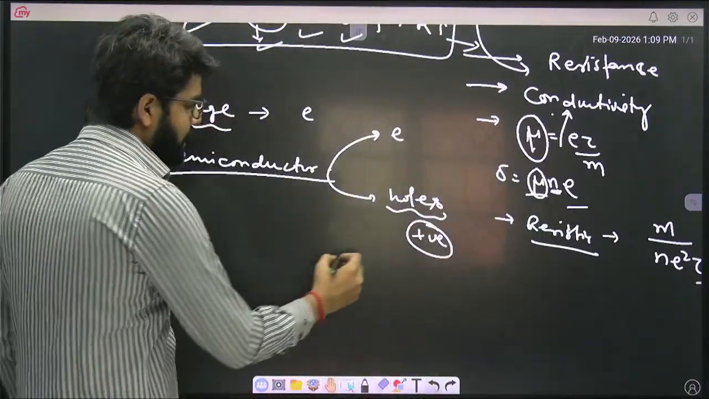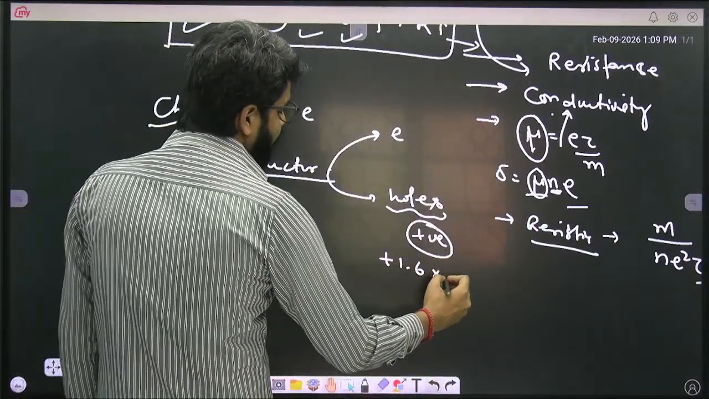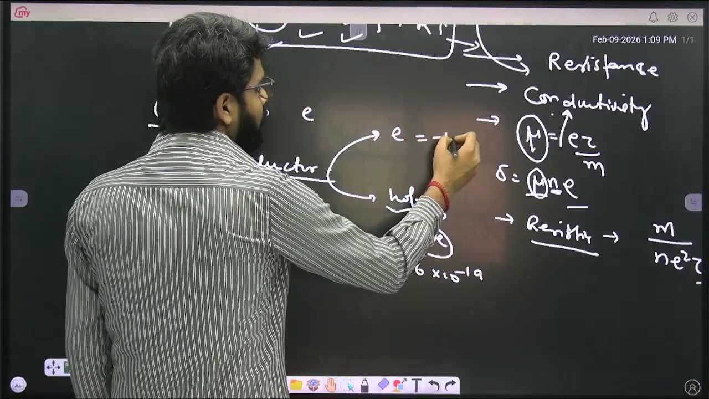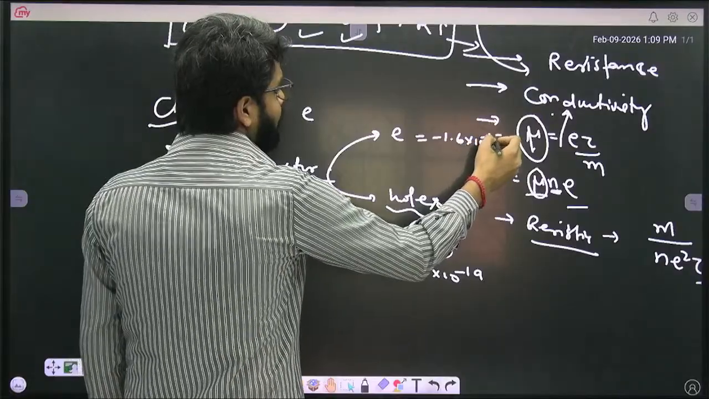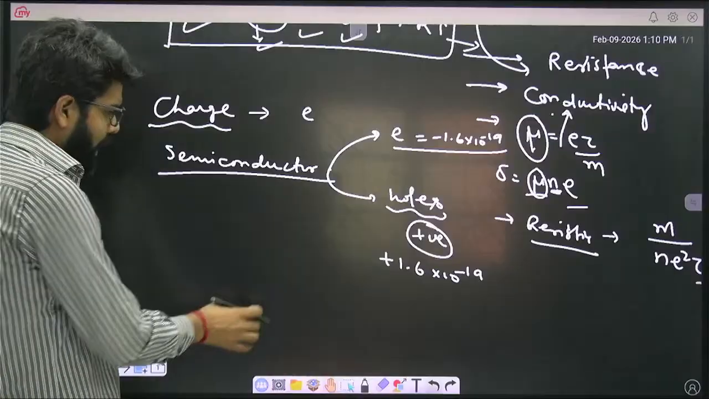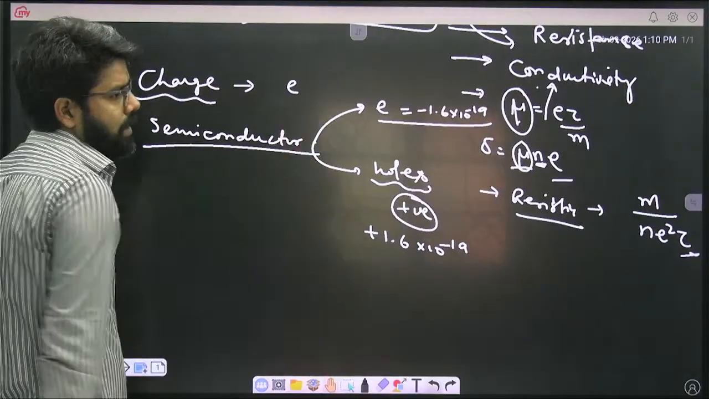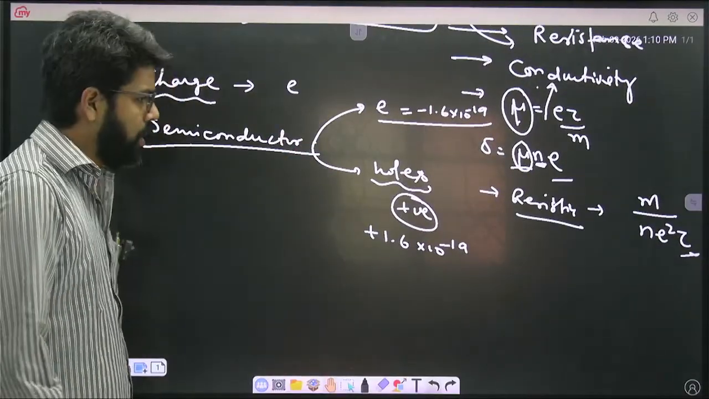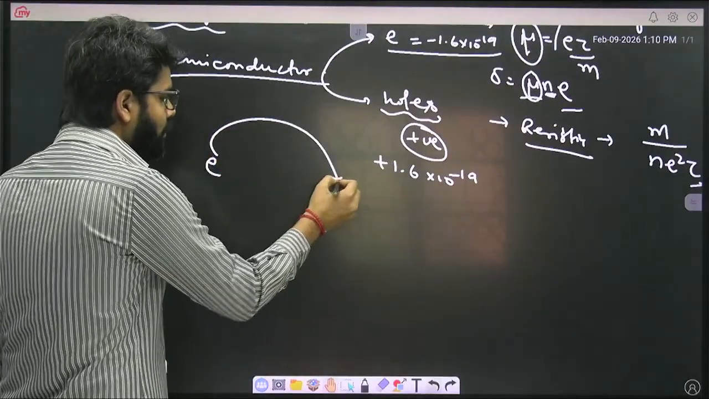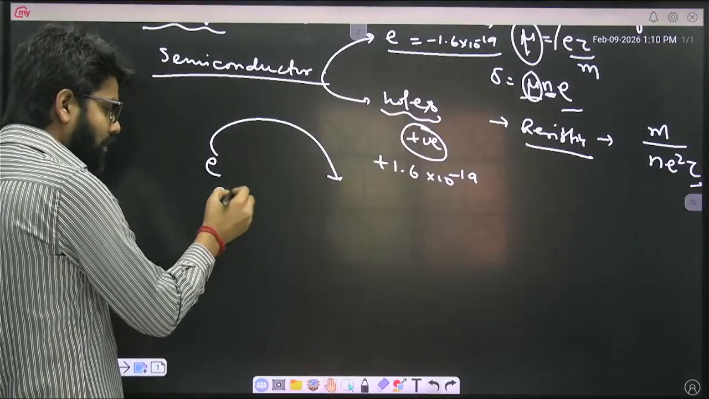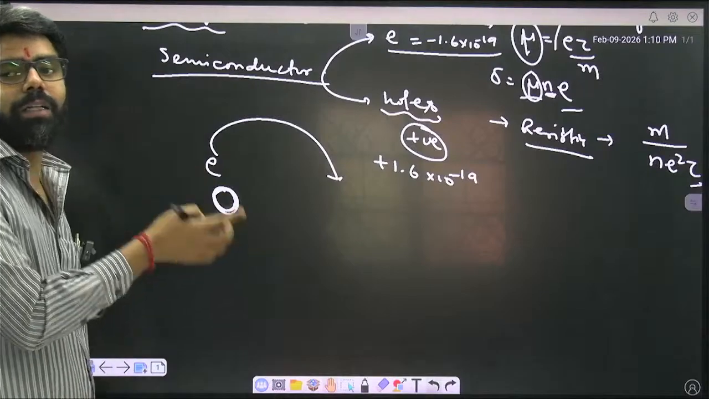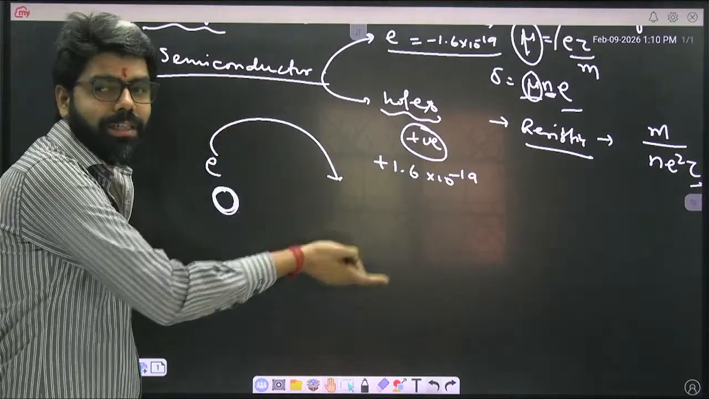So plus 1.6 into 10 to the power minus 19, you can say that is the charge of the hole. And for the electron, we already know that 1.6 into 10 to the power minus 19 is the charge of the electron. Fine. So in a semiconductor we have two types of charges, electrons and holes. Suppose when an electron transfers from one point to another, it leaves a vacant place. So the hole is a mere vacant place created by the electron during the transition.